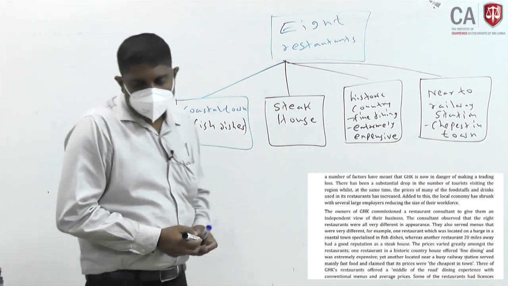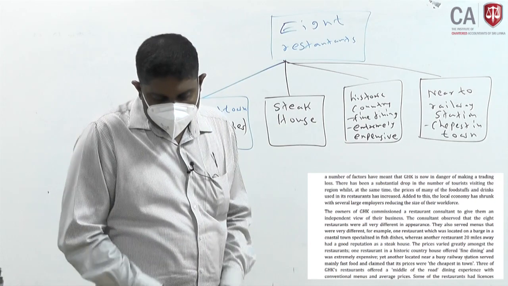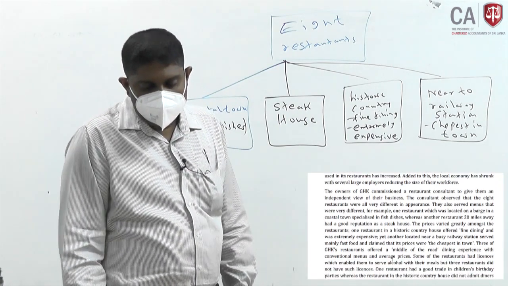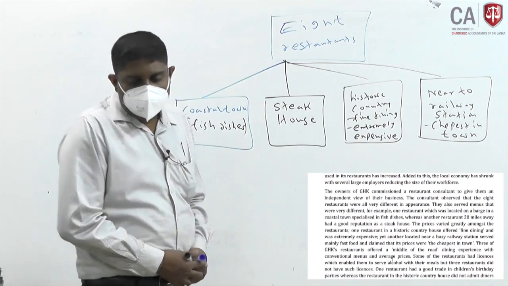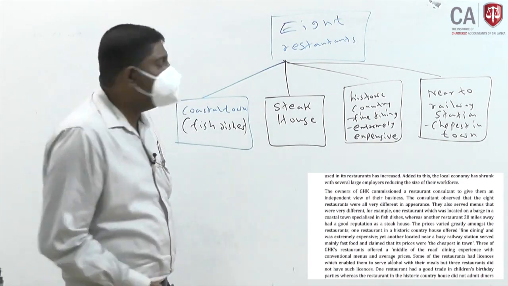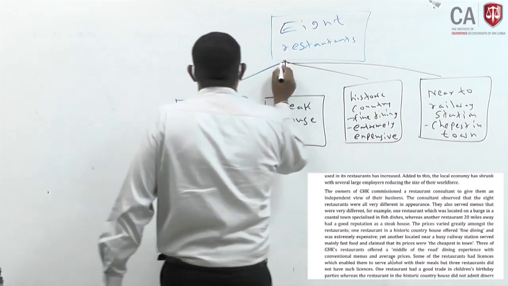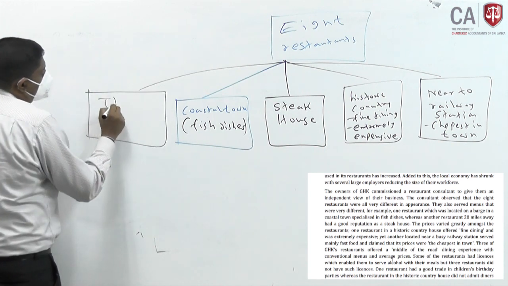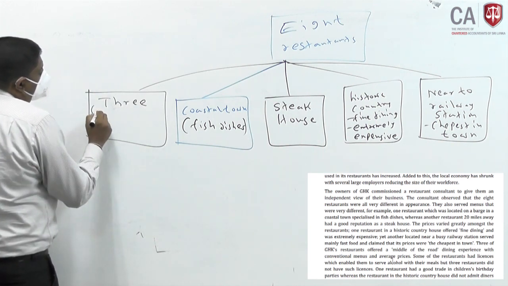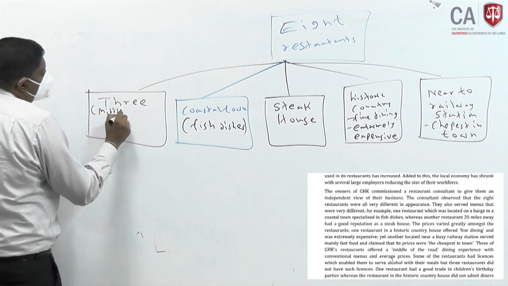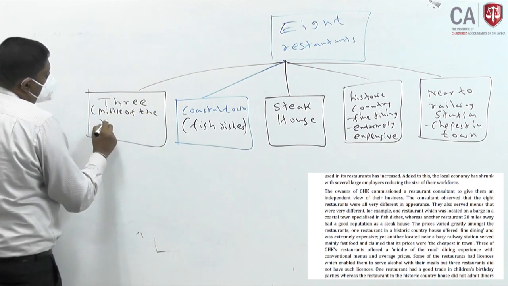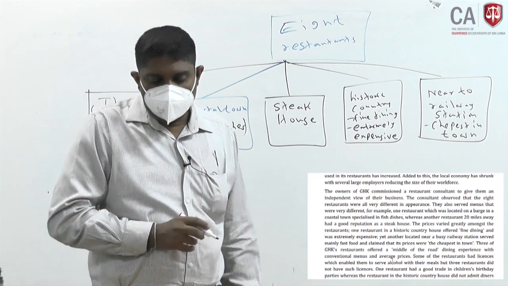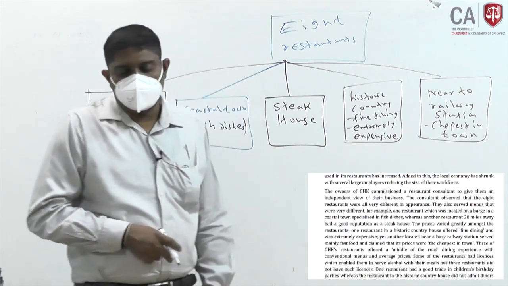Three of the GH restaurants offer a middle of the road dining experience with conventional menus and average prices. Middle of the road dining experience. There are three.